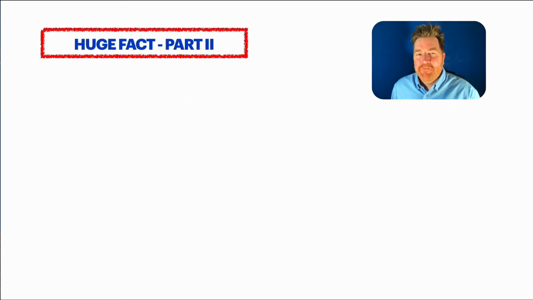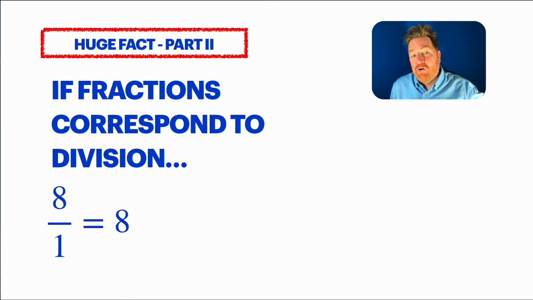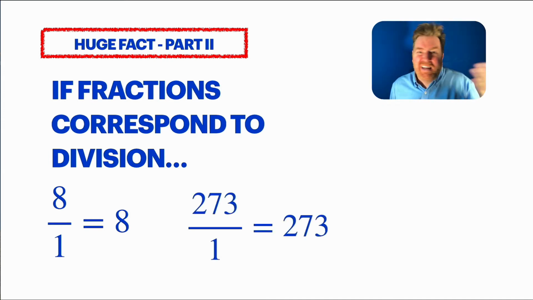Wait a minute. You know what? There's a sequel to that huge fact. If fractions really do correspond to division, then we get this other thing that's going to turn out to be really helpful later on. 8 over 1. That just has to be 8, right? Because 8 divided by 1 is 8. Any number divided by 1 is itself. So 8 over 1 has to be 8. And same thing for like 273 over 1. That's got to be 273.